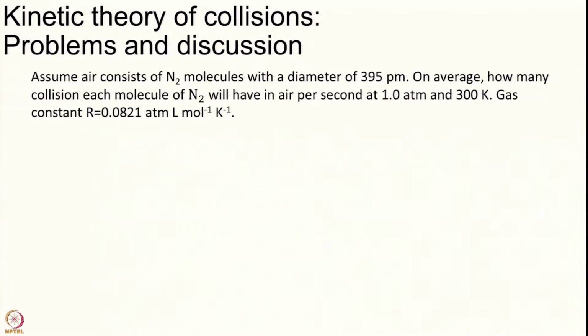Our first problem of today is this: let us assume our air has only nitrogen gas. Nitrogen can be assumed to have some particular radius. I have given you a diameter of 395 picometer, and the question is how many collisions each molecule of N2 will have per second in regular conditions of pressure of 1 atmosphere and temperature of 300 Kelvin. So, that is our question.